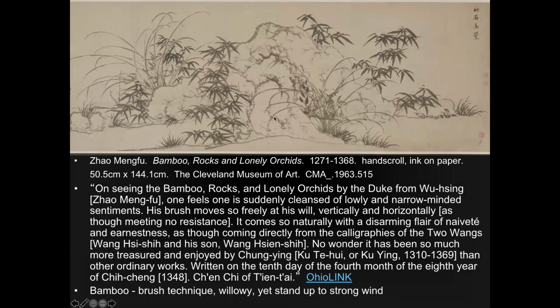So when you get into the painting part of it, it's very poetic and it expresses an idea that is, by some modern Zen scholars, considered to be one of the most important ideas in Zen Buddhism. So I'll read some of this and explain. On seeing the bamboo rocks and lonely orchids by the Duke from Wuxing, one feels one is suddenly cleansed of lowly and narrow-minded sentiments. His brush moves so freely at his will, vertically and horizontally, meeting no resistance. It comes so naturally with a disarming flair of naivete and earnestness, as though coming directly from the calligraphers of the two Wangs. And then it goes on to talk about how important it is.